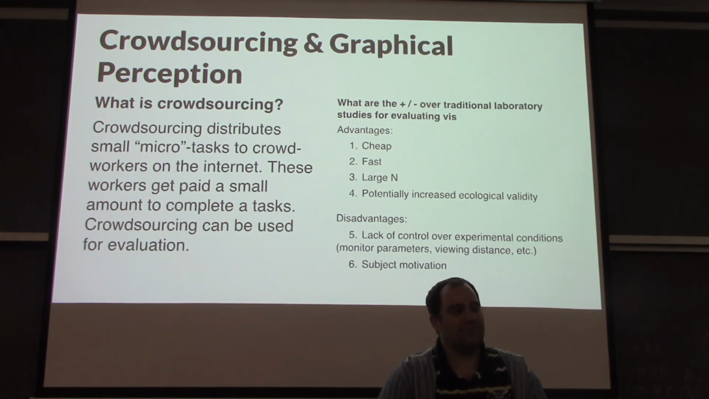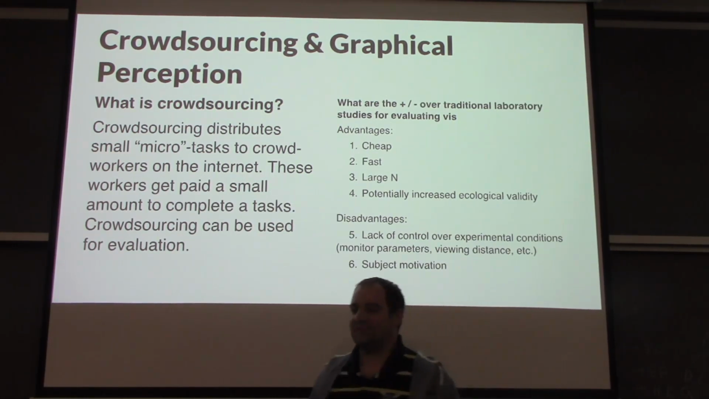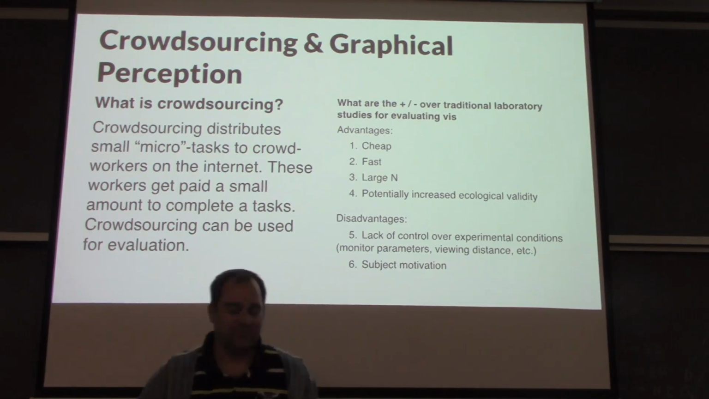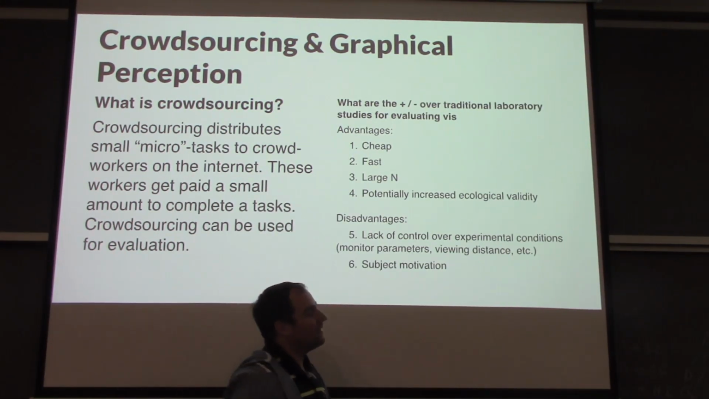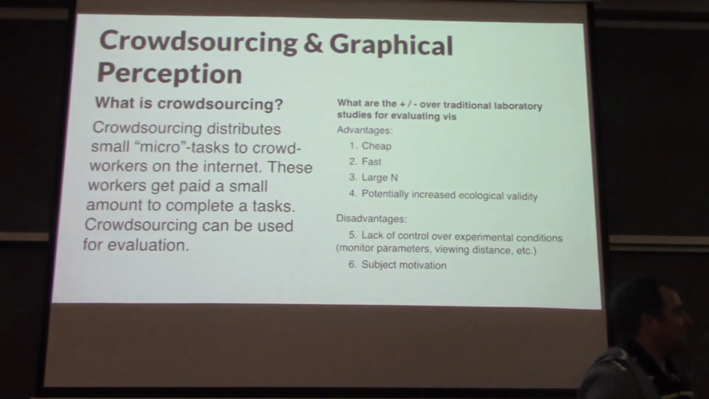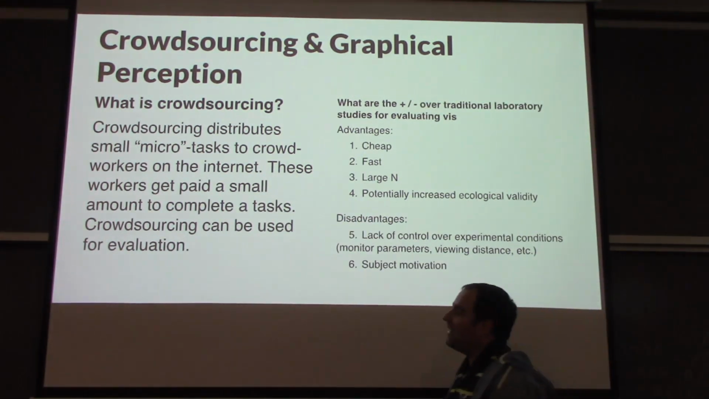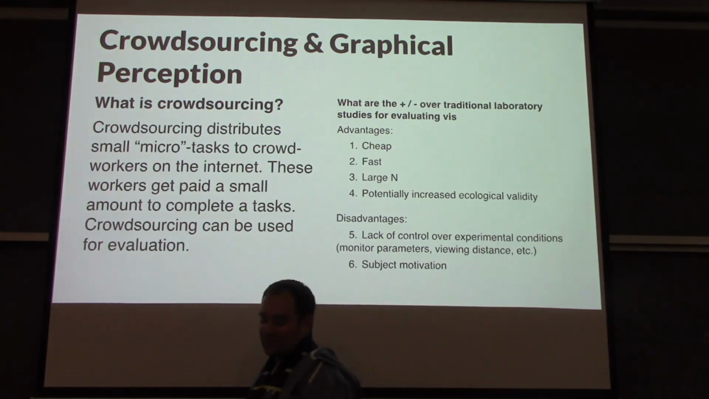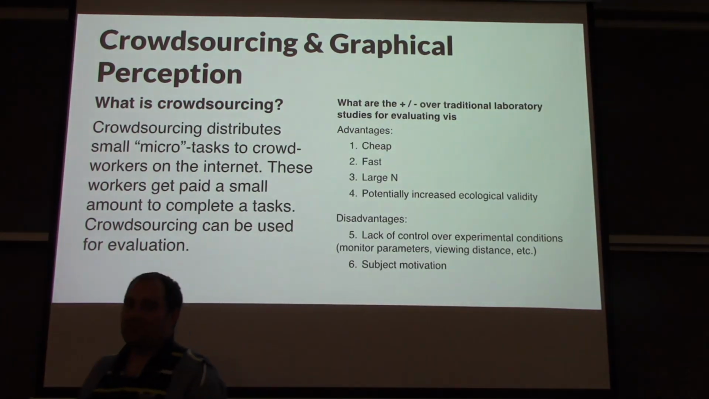You have to schedule them, you have to bring them in, you have to explain everything manually, and then you have to wait until they're done. And so this can take weeks easily for even 20 or 30 people. But with crowdsourcing, you can get a pretty large number of people to do your tasks. And you also have this potentially increased ecological validity. What do I mean by that?